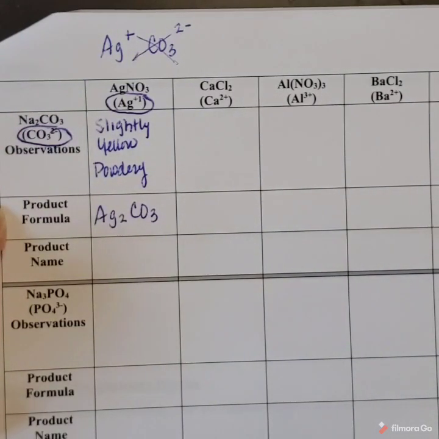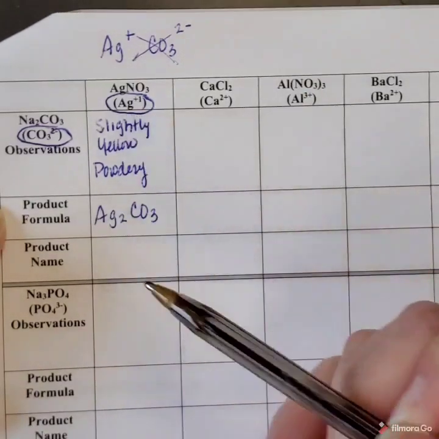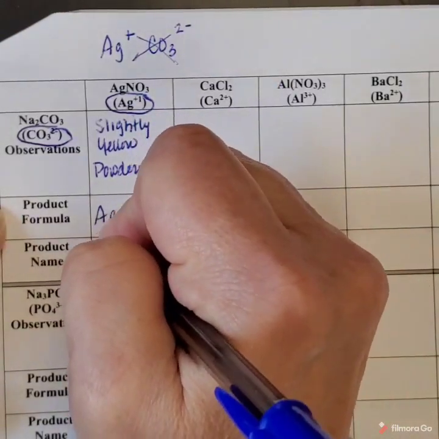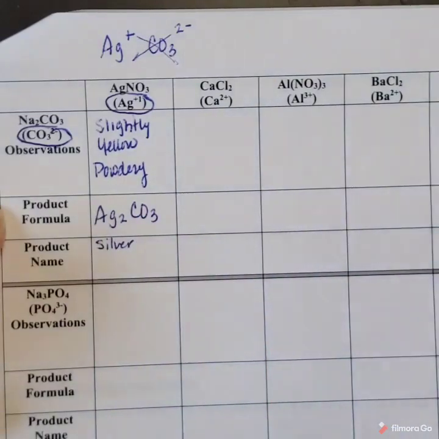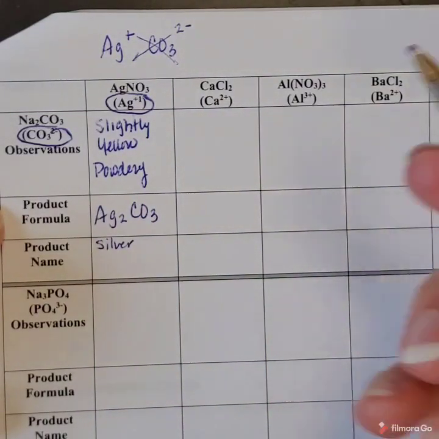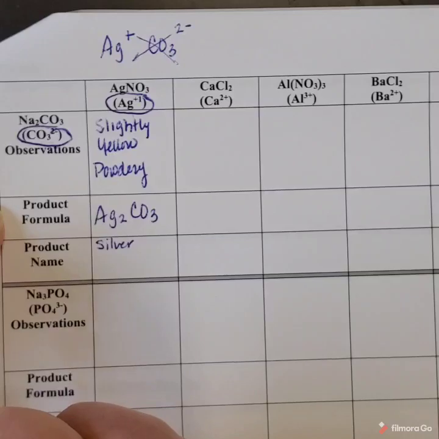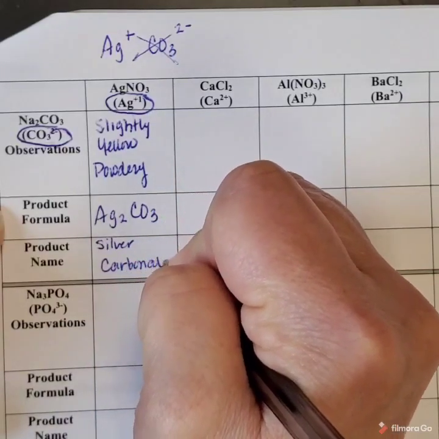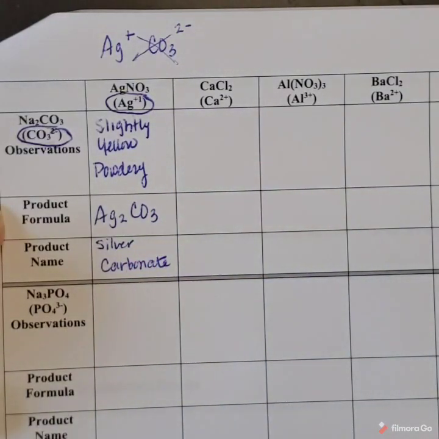Now to name it, remember you're going to use Roman numerals if the cation is not in group 1, 2, or 13, or if it's not silver, cadmium, or zinc. Well, this is silver, so I don't need Roman numerals. I do not need to put the charge in Roman numerals. CO3 2- is a polyatomic. I look on my polyatomic sheet, and it is carbonate. So the name is silver carbonate.